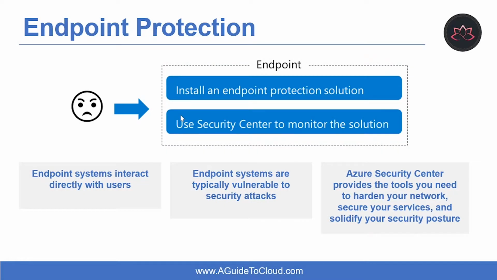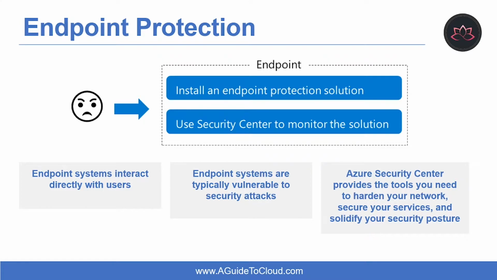So what is endpoint protection? Computer systems that interact directly with users are considered endpoint systems. Systems on devices such as laptops, smartphones, tablets, and computers all need to be secure to help prevent them from acting as gateways for security attacks on organizations' network systems.